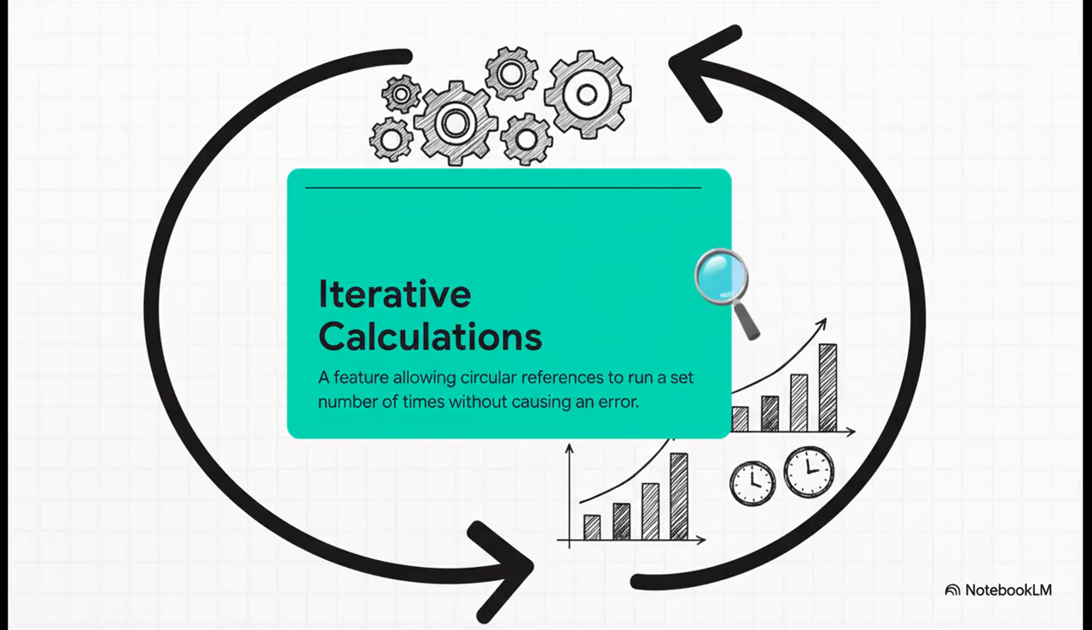It's a feature called iterative calculations. When you enable this, you're basically telling Excel, hey, I know this is a circular reference. I did it on purpose. Just let it run, but only for a set number of times. This is a total game changer for things like complex financial modeling or certain engineering problems where you need to get closer and closer to an answer.